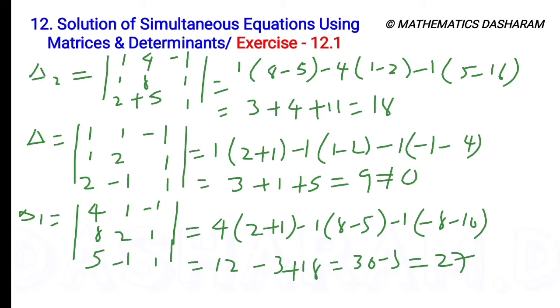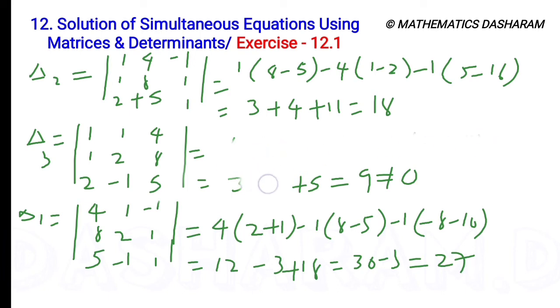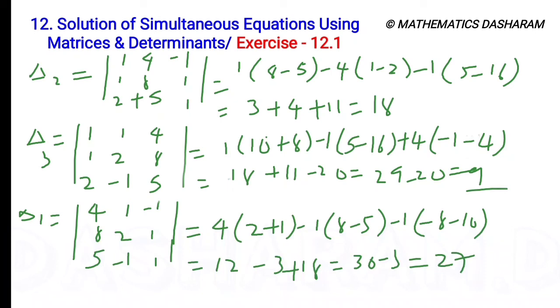So next, delta 3. To get delta 3, replace the third column with the constant numbers 4, 8 and 5. Find out the determinant. So it is equal to 9.